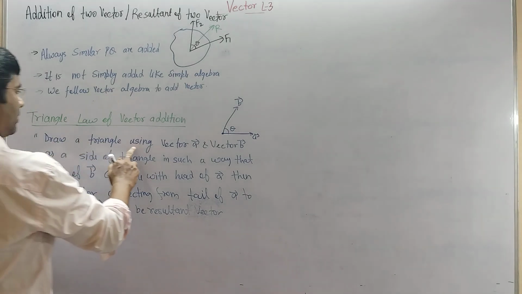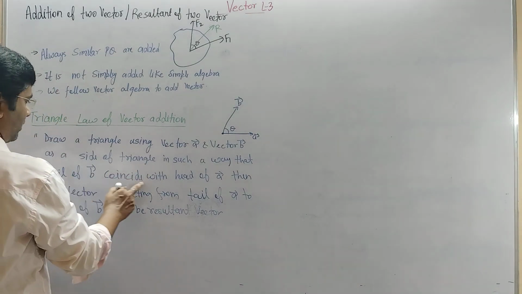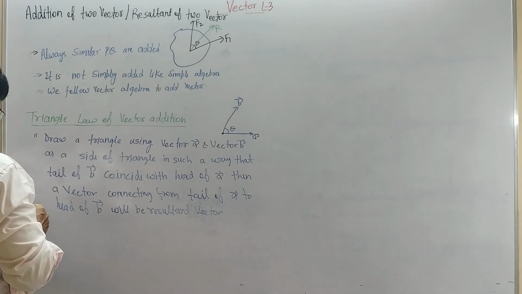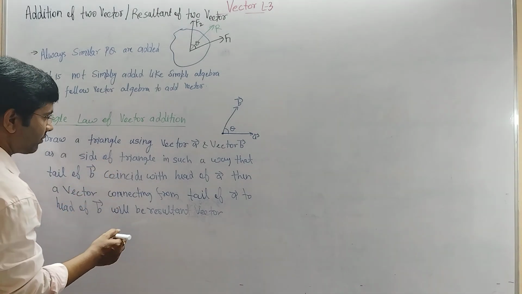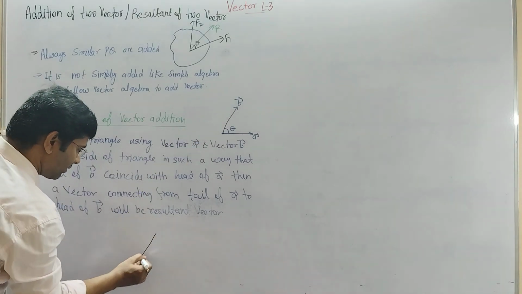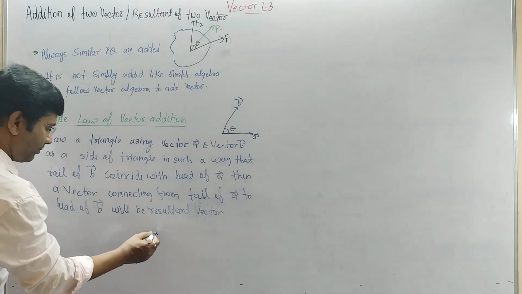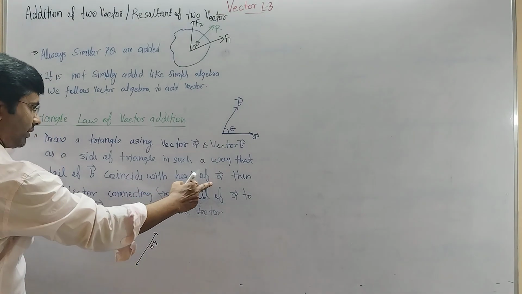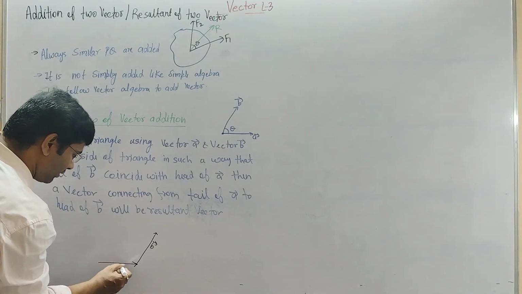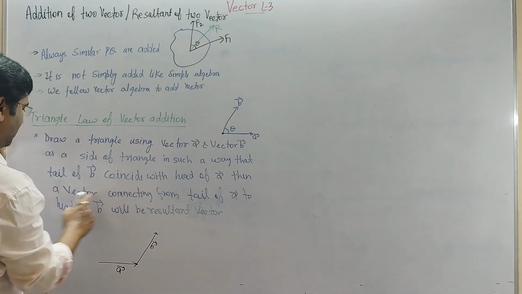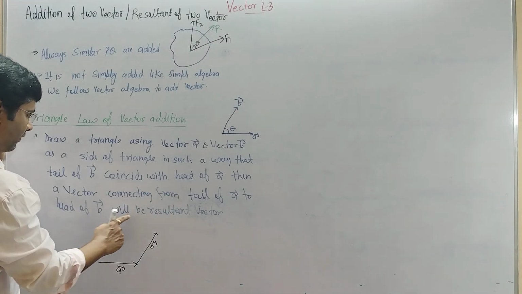Draw a triangle using vectors A and B as sides of a triangle in such a way that the tail of B coincides with the head of vector A. Using this concept, we will draw the tail of vector B. So vector B is like this. The tail of vector B should coincide with the head of vector A. I can write here, this is vector A. Then a vector connecting from the tail of vector A to the head of vector B.